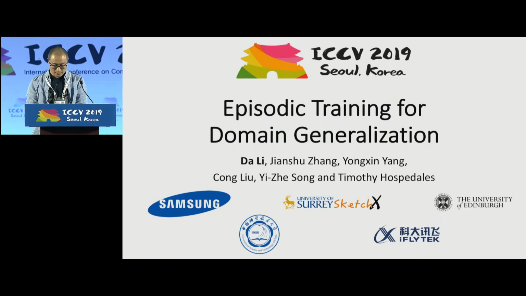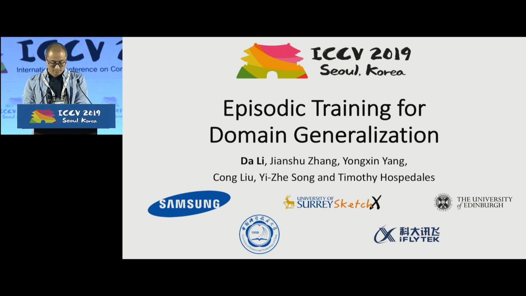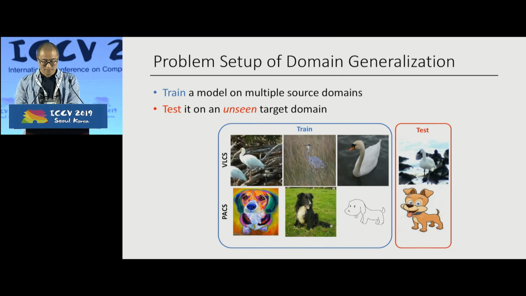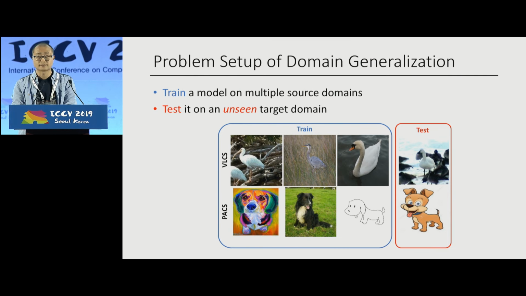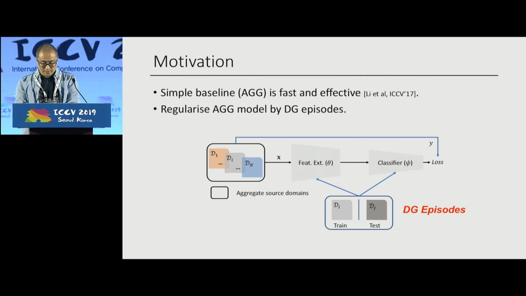Hello everyone, I'm Dali. Today I will talk about our work, episodic training for domain generalization. DG refers to problems where a model is tested on a domain that is different to those used to train it. We build upon the strong baseline AGG of aggregating all source domain data for training one model. To improve this baseline, we designed an episodic training protocol that aggregates all data while simultaneously simulating domain shift during training.